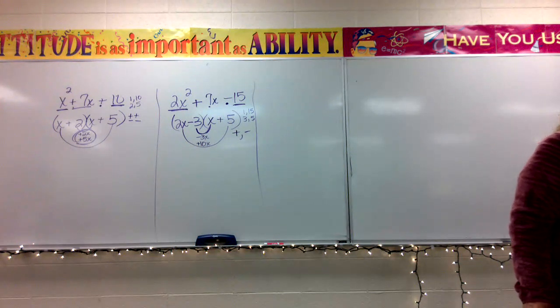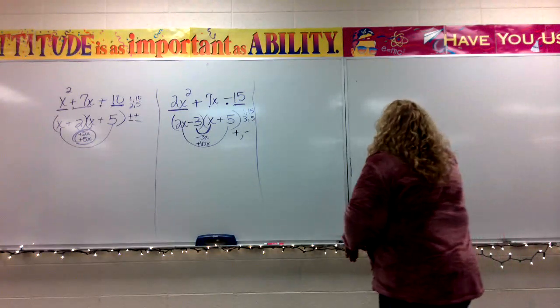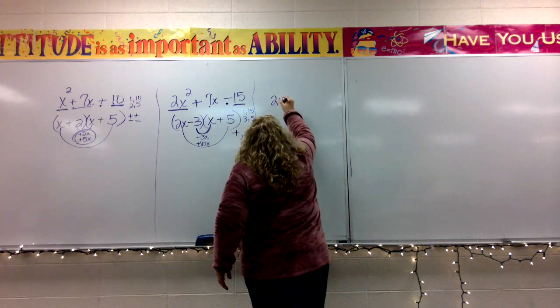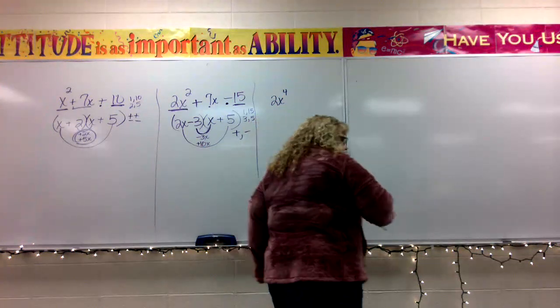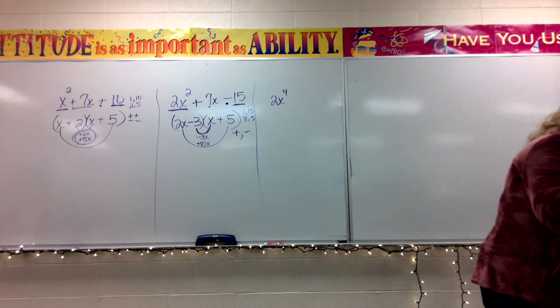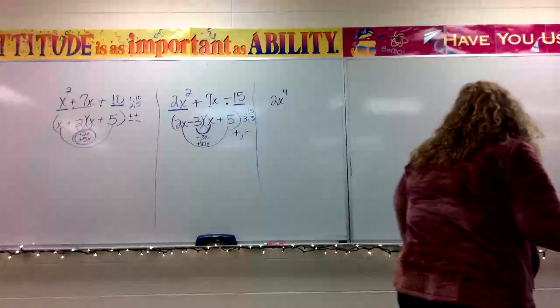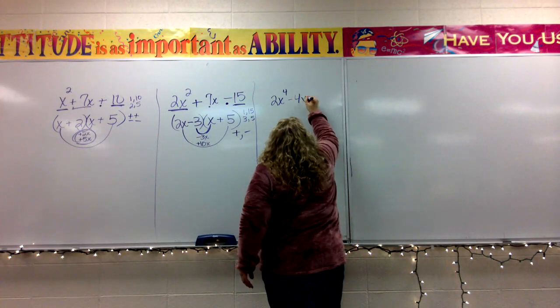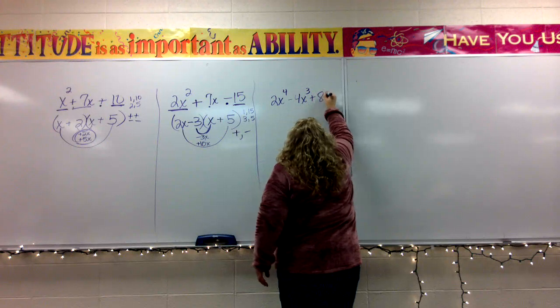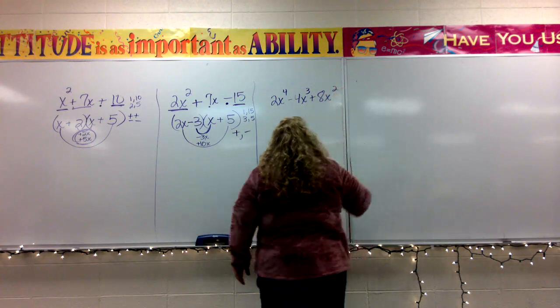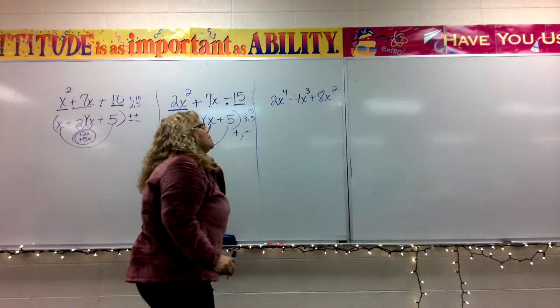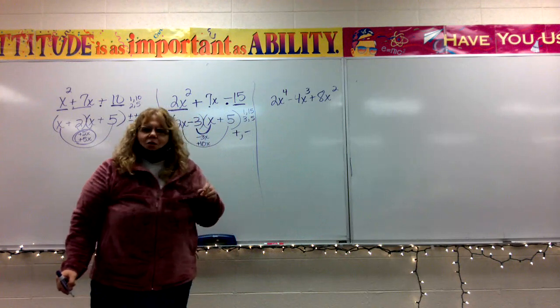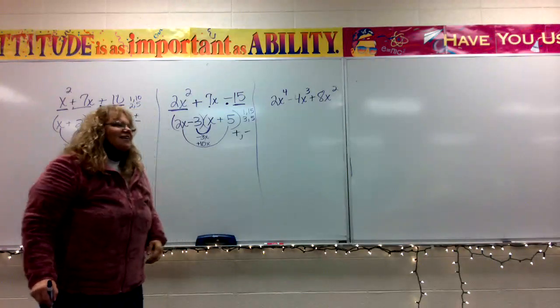Just a little different. For instance, what if I have 2x to the fourth? And what if I have minus 4x to the third? I remembered 2 of them there. I didn't have to go back in between to look.